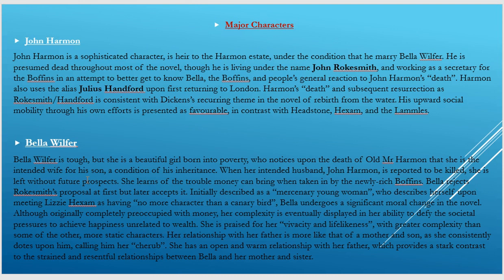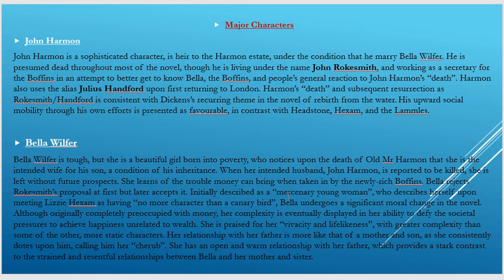Even so, she lived with the Boffins, those who suddenly became rich. So they are no longer poor servants. They became the newly rich Boffins. And Bella rejects Rokesmith's proposal when John Rokesmith, who is the same character as John Harmon, proposed to her, approached her for marriage. She didn't accept him because he's a secretary, and her class is already higher. How could she accept someone in a lower class or just the middle class?